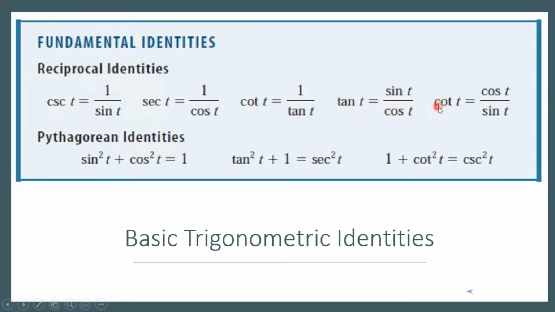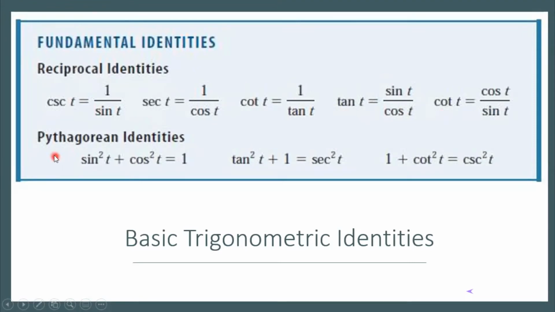Okay? Now, cotangent t, this is another definition of cotangent t. This is equal to cosine t over sine t. Because here, this is 1 over tangent t, right? Now, tangent t is equal to what? Sine t over cosine t. So, you get the reciprocal, then you will have cosine t over sine t.